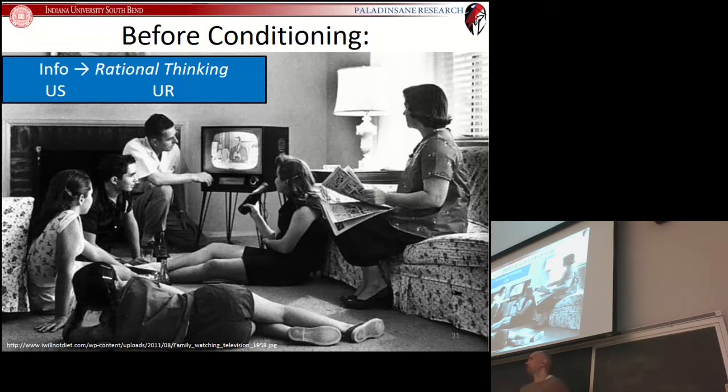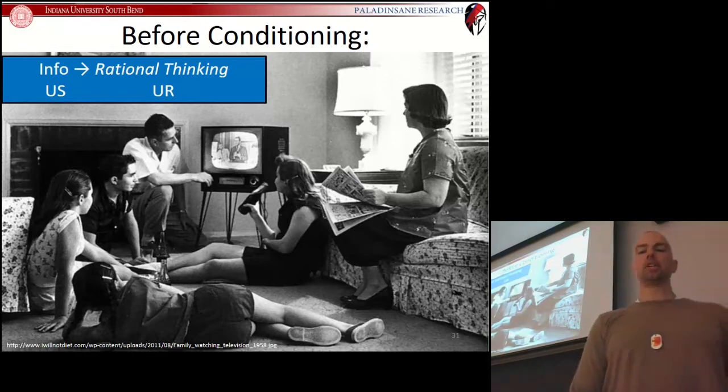Just to give you a simple example, if I say something like 2 plus 2 is, everybody in here immediately is like 4, right? You almost can't stop it when people give you information. You start to think about that information. You start to think rationally. So before conditioning, before any commercial was ever seen about Kool-Aid, if you were presented with info, that's the unconditioned stimulus, and that information leads to rational thinking. Much the same way as if I say 2 plus 2 and you're like, oh, that's 4.